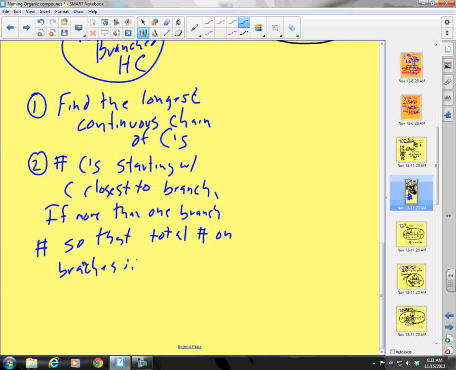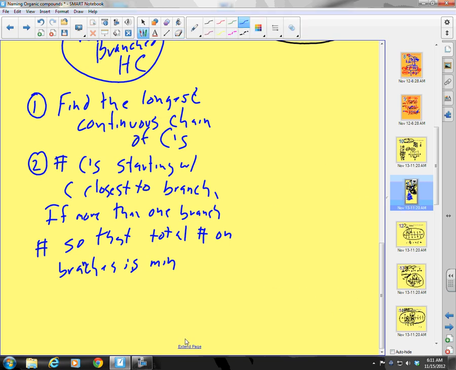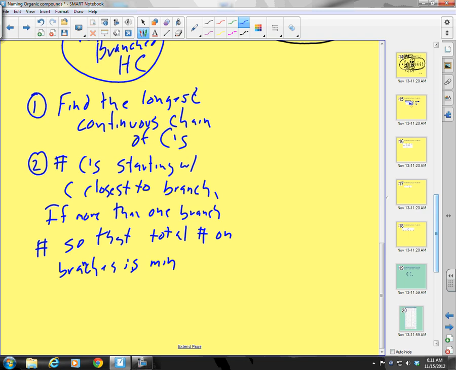So if I can number and I have 1, 3, or I can number and have 2, 4, I want to go with the 1, 3 because when I add them up, it's equal to 4. When I add 2, 4, it's up to 6. So I want to number so that my total number on my branches is minimized. You'll get a hang of this.